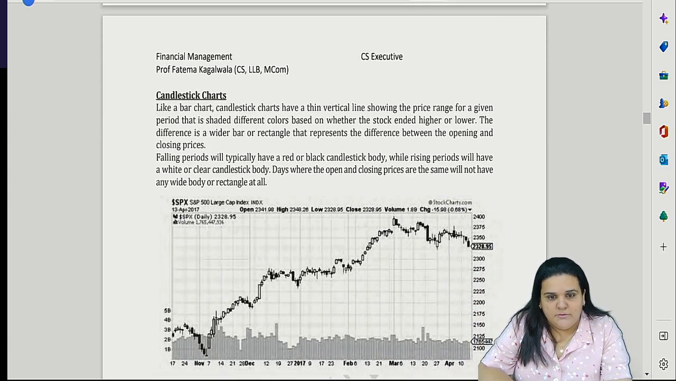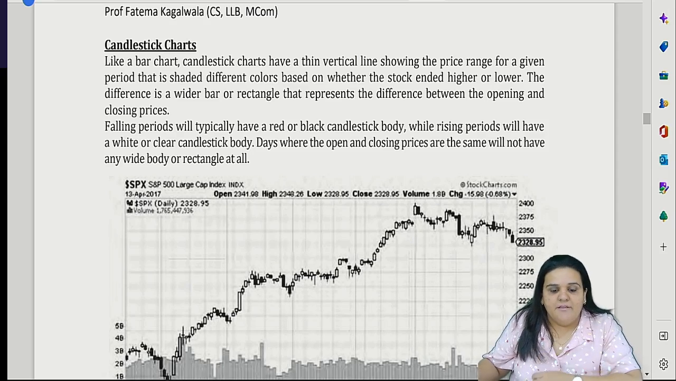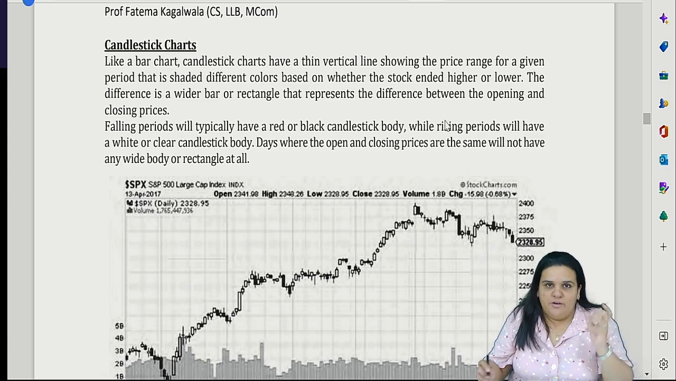So here, see, this is what they have given. Now if you read this, you will understand. Okay, like a bar chart. It is like a bar chart only, a candlestick chart. They have a thin vertical line. These vertical lines which I showed you show the price range for a given period, which is shaded in different colors.